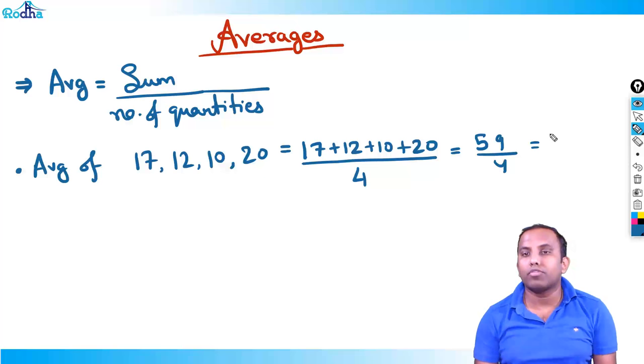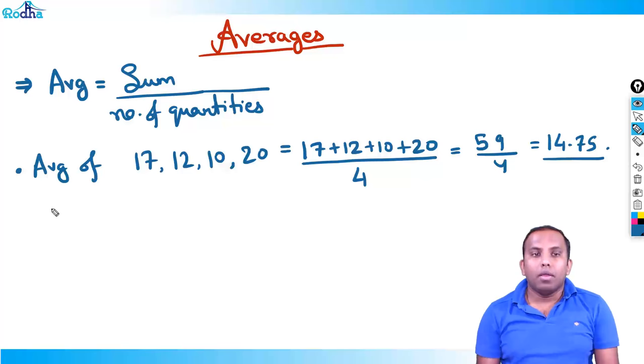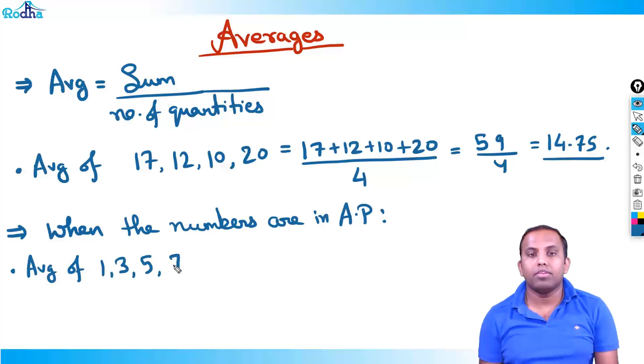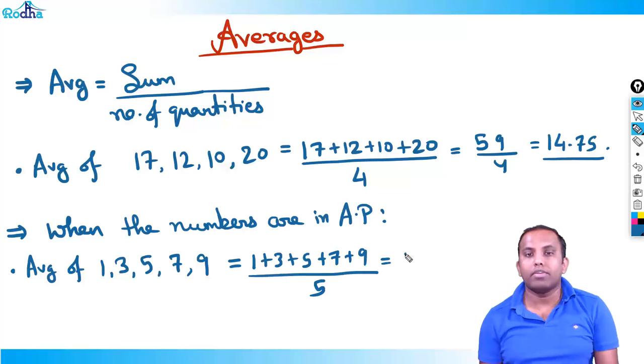Correct? But the special case of average is when the numbers are in AP. So when the numbers are in AP, right? For example, I have to find the average of 1, 3, 5, 7 and 9. So if you sum it up, 1 plus 3 plus 5 plus 7 plus 9 divided by 5, there are 5 quantities here, you see the average is 5 only, right? So why is this average 5?